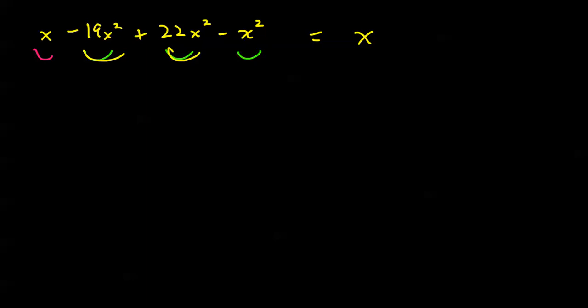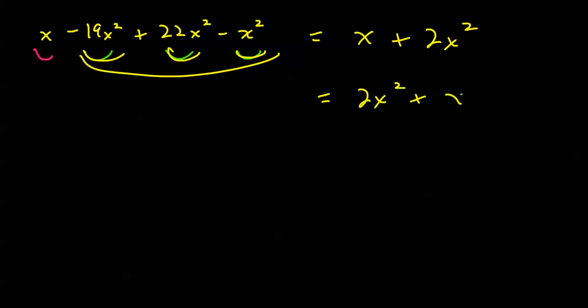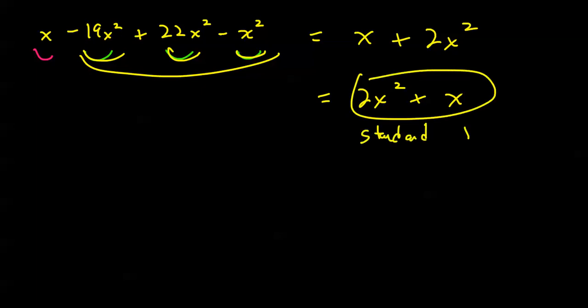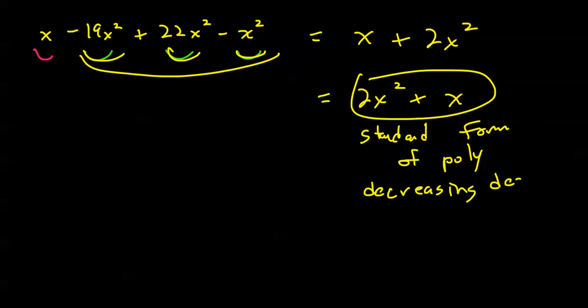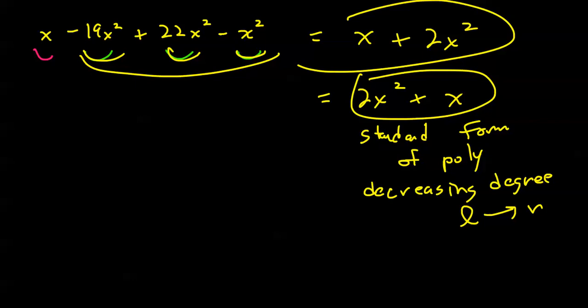Minus 19x squared plus 22 is going to be 3x squared minus x squared is 2x squared. Adding up the coefficients of all the x squared terms, I get a positive 2x squared. Our author would probably give our answer in standard form. In other words, arrange terms in order of decreasing degree. So I would call this the standard form of a polynomial. Terms are arranged in what we call decreasing degree from left to right. But certainly, because of commutativity of addition, that answer is equivalent and just fine also.